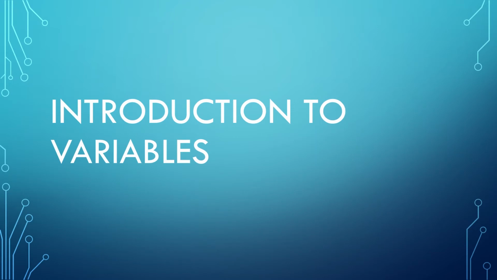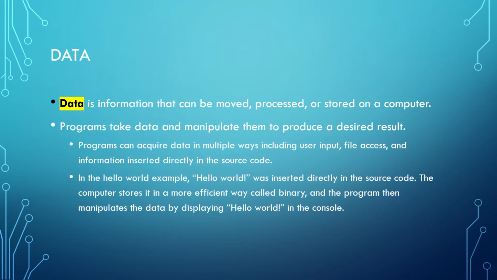So let's start off with variables. Data is information that can be moved, processed, or stored on a computer. Programs take data and manipulate them to produce a desired result. Programs can acquire data in multiple ways, including user input, file access, and information inserted directly in the source code.